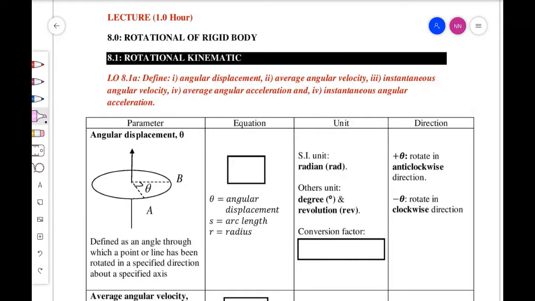Chapter 8, Rotation of Rigid Body. For 8.1, Rotational Kinematics. We have learning outcome 8.1a: define angular displacement, average angular velocity, instantaneous angular velocity, average angular acceleration, and instantaneous angular acceleration.